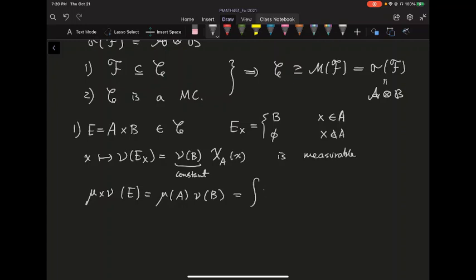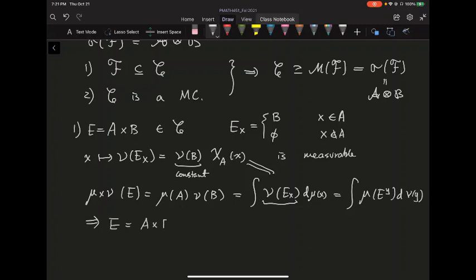This is the integral of nu of Ex d mu x. And similarly, you can show the other way, the integral of mu of Ey d nu of y. This is really just because nu of Ex is equal to the characteristic function scaled by the measure of B, so this is really easy. So all of these boxes, we can clearly see are inside this collection C. If E equals A cross B, that's going to be inside C.